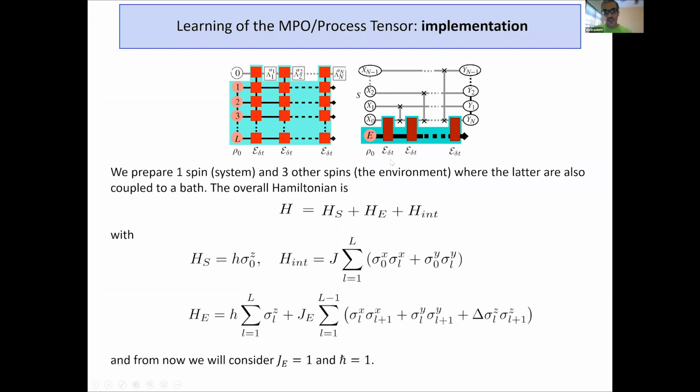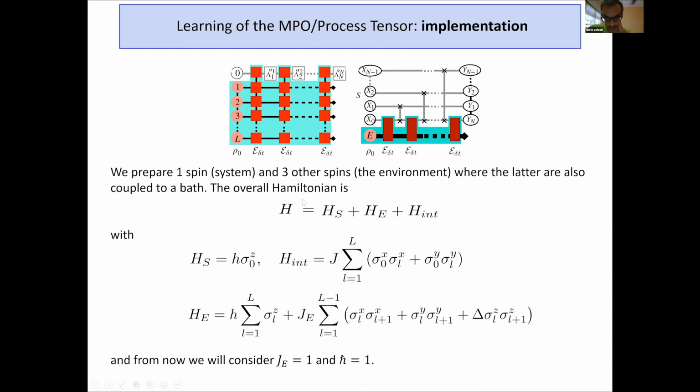Okay. And the environment will also couple it to a buffer. So you can think of it as like a super environment, which will allow us to change whether the environment is Markovian or not, or more Markovian, or at least, to be more precise, will allow us to change the time scale over which the environment memory is lost.